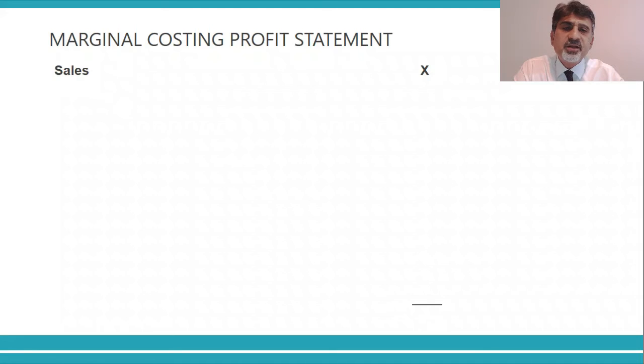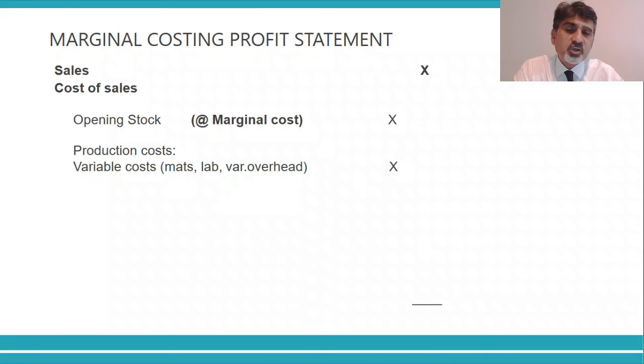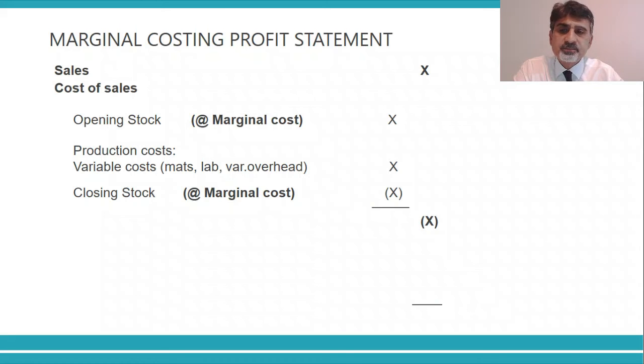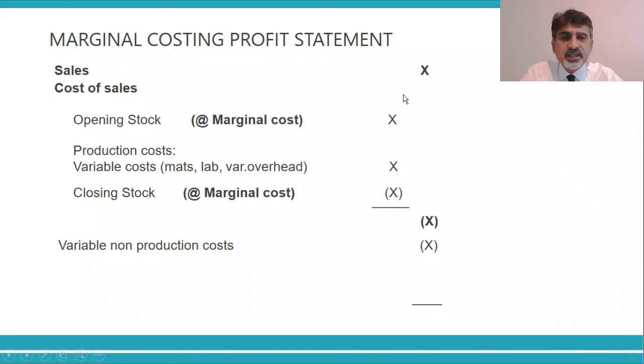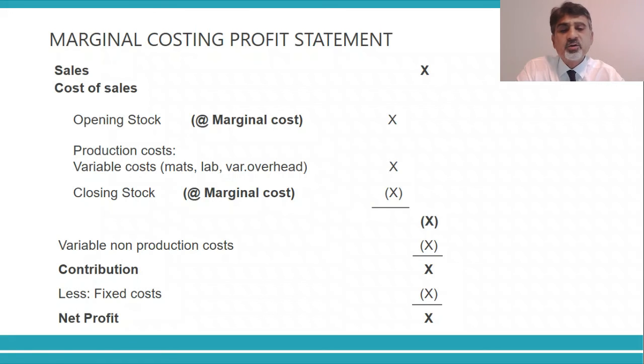In the marginal costing profit statement, when you make sales, cost of sale is opening inventory at marginal cost plus production cost, variable cost only, minus the closing stock, and that is called marginal cost. What you get here is called contribution. And here you've got variable non-production cost. So this is my sales, this is my variable non-production cost, and what I get is called contribution. And then you subtract the fixed cost, and what you get is your net profit. So contribution means sales minus all variable cost, and then you subtract the fixed cost and you get profit. And fixed cost means full fixed cost.